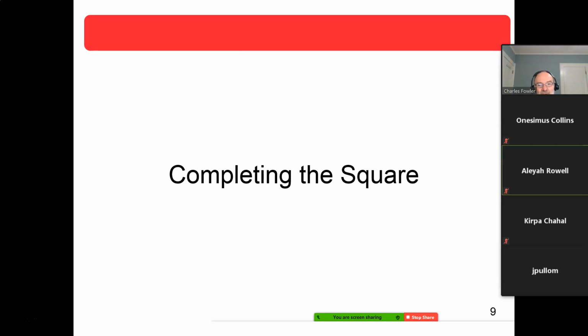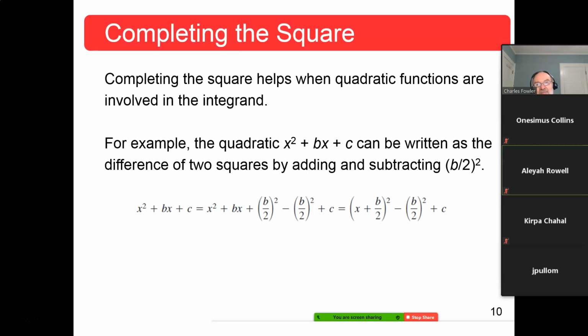Now, completing the square. This is something you've run into in the past. You're going to run into it again, over and over again. We're going to be completing squares. Completing the square helps when quadratic functions are involved in the integrand. Okay, for example, x squared plus bx plus c can be written as the difference of two squares by adding and subtracting b over 2 squared.